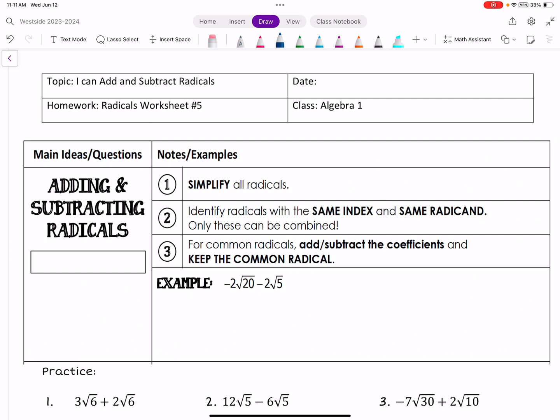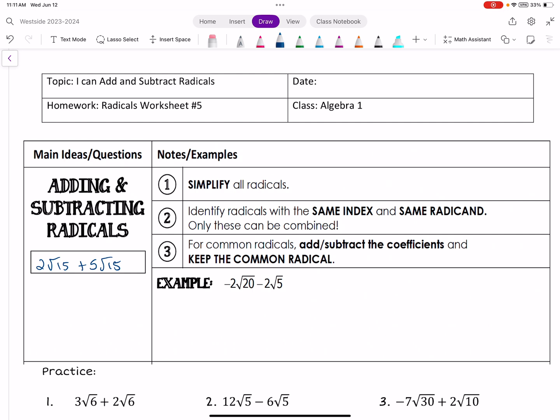So when we're looking at adding and subtracting radicals, this is going to look something like 2 radical 15 plus 5 radical 15. So our steps, the first thing that we want to do is we want to simplify all radicals. So this means that there is no perfect squares under the radicals.